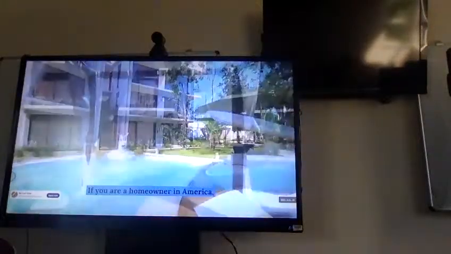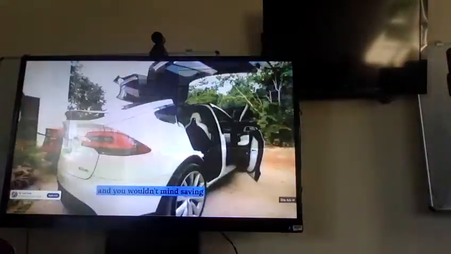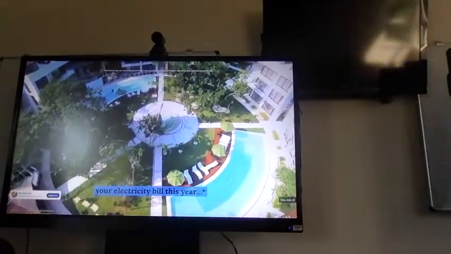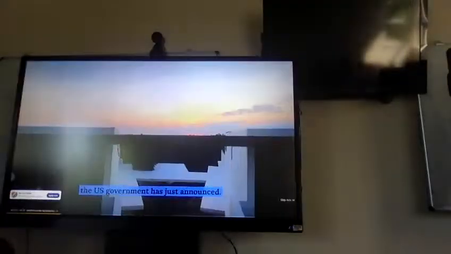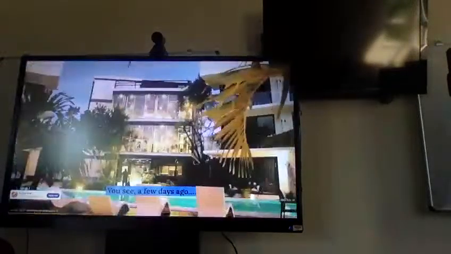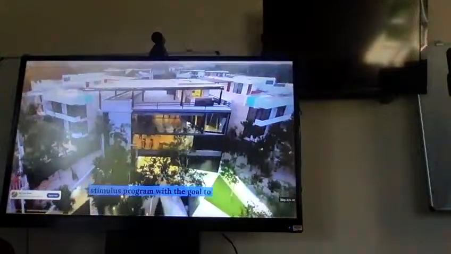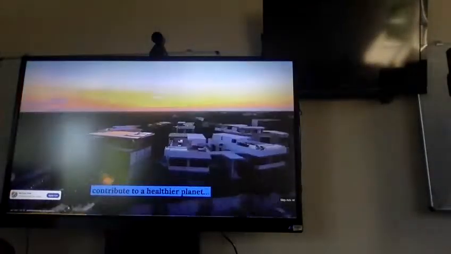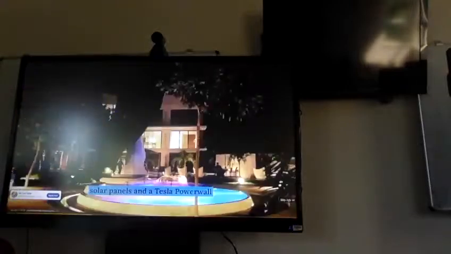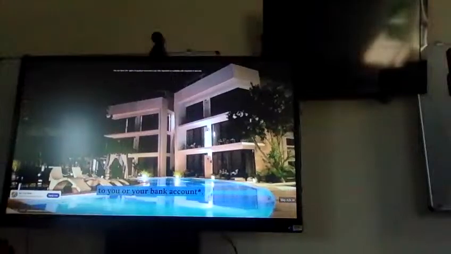Hi there. If you are a homeowner in America and you wouldn't mind saving a couple thousand dollars on your electricity bill this year, then you're really going to love what the US government has just announced. A few days ago, the US government released a new stimulus program with the goal to encourage as many Americans as possible to go solar, and that way contribute to a healthier planet. And they're giving away brand new solar panels and a Tesla Powerwall to ordinary Americans at no cost to you or your bank account. As they said, they'll even cover the cost of the installation.